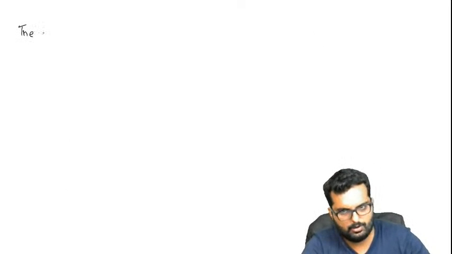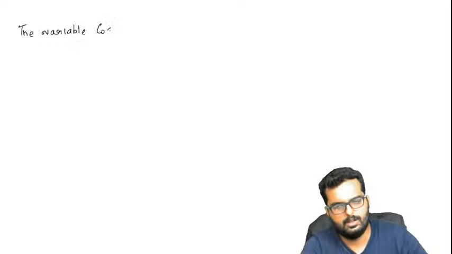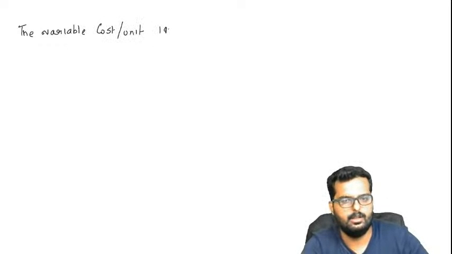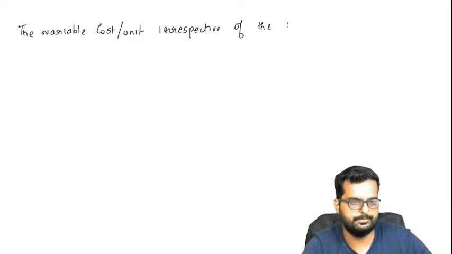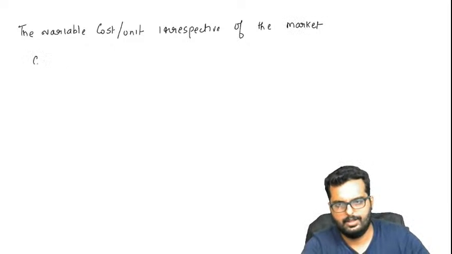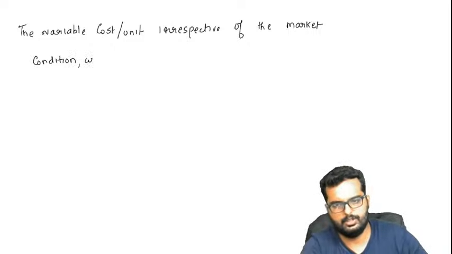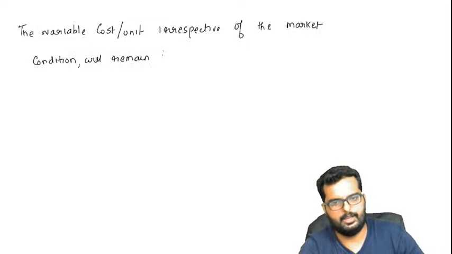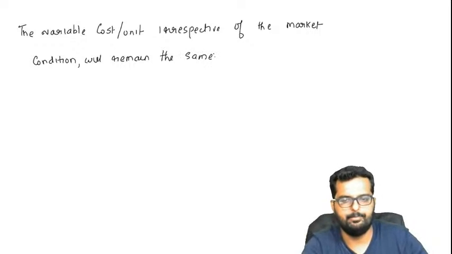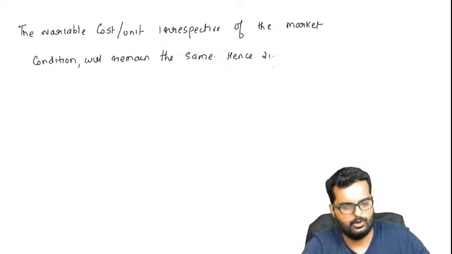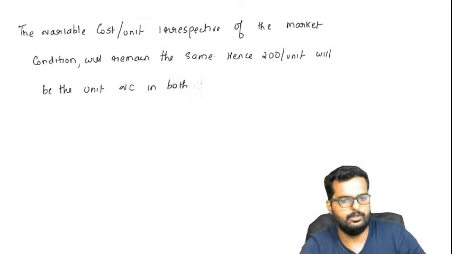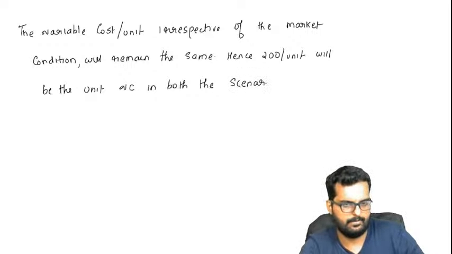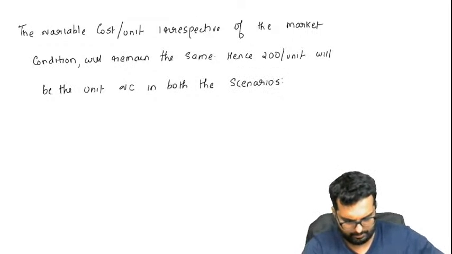Okay, the variable cost per unit, irrespective of the market condition, will remain the same. Okay, hence 200 per unit will be the unit variable cost in both the scenarios. Alright, friends, can you please write down till here in your books now?